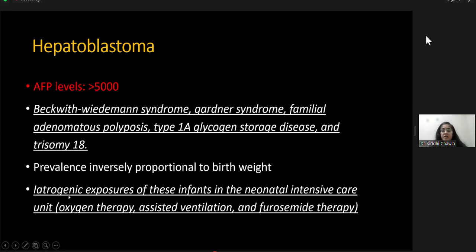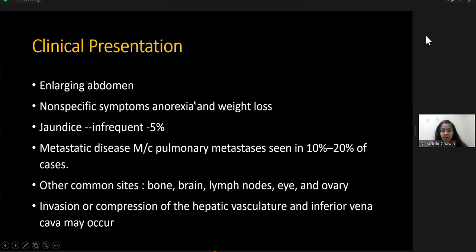Then in some articles, it has been written that iatrogenic exposures of infants to neonatal intensive care, like oxygen therapy, assisted ventilation, and furosemide therapy, also predispose them to hepatoblastoma. So the child will present with an enlarging abdomen. Non-specific symptoms will be there. There will be anorexia, weight loss, and jaundice can be infrequent in these cases.